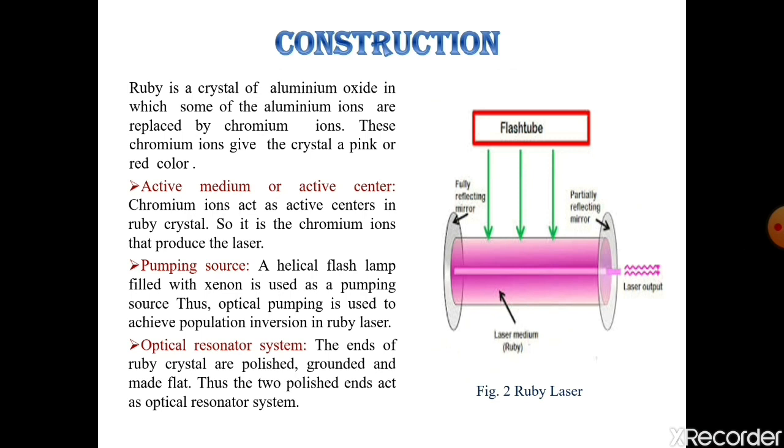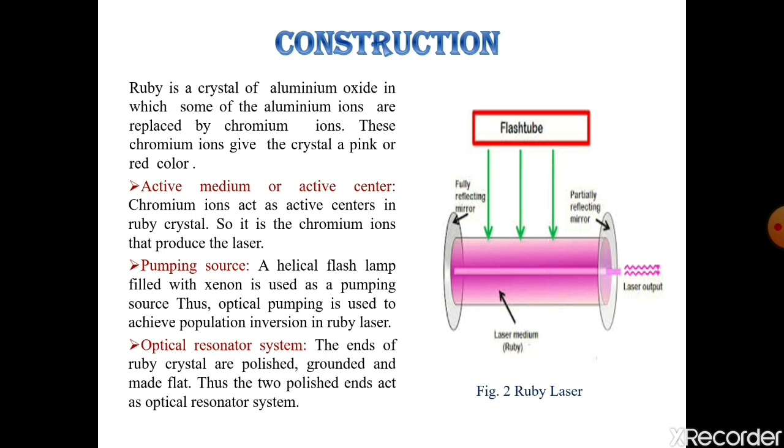Construction. Ruby is a crystal of aluminium oxide in which some of the aluminium ions are replaced by chromium ions. These chromium ions give the crystal a pink or red color. There are three main components of ruby laser. First, active medium or active center. Second, pumping source. And third, optical resonator system.